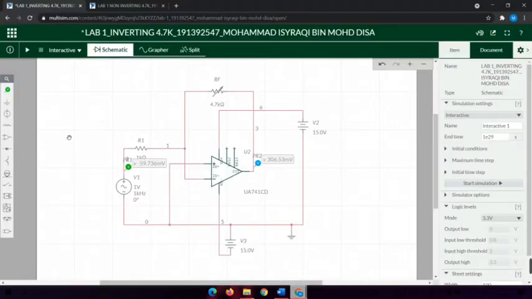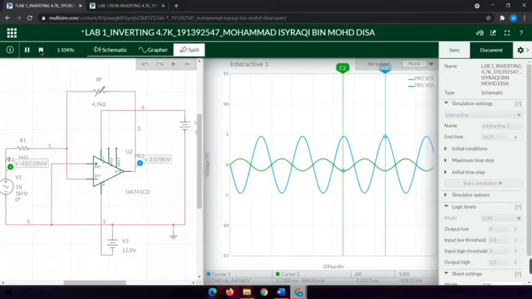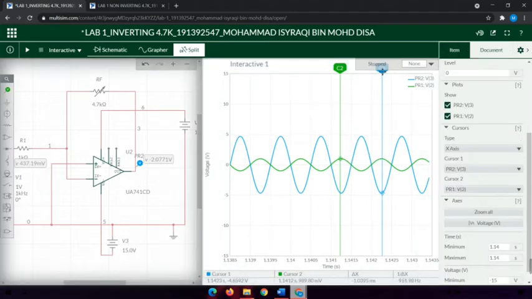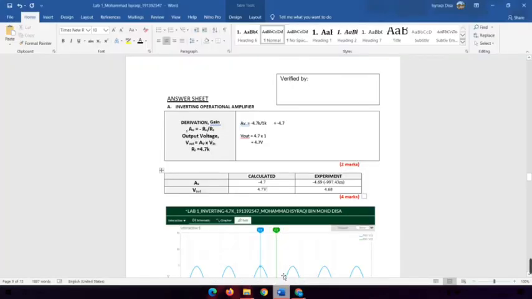Here is the circuit for the inverting operational amplifier. The green color is for Vin, blue color is for Vout. We are using 15 volt for the V source. We are using an RF value of 4.7k and we are going to simulate. As we can see, for Vout we get 4.66, which is slightly the same as the calculated value of 4.7 volt.